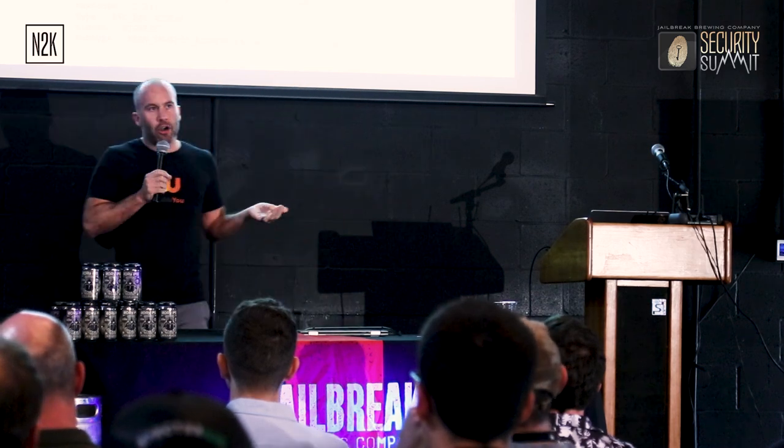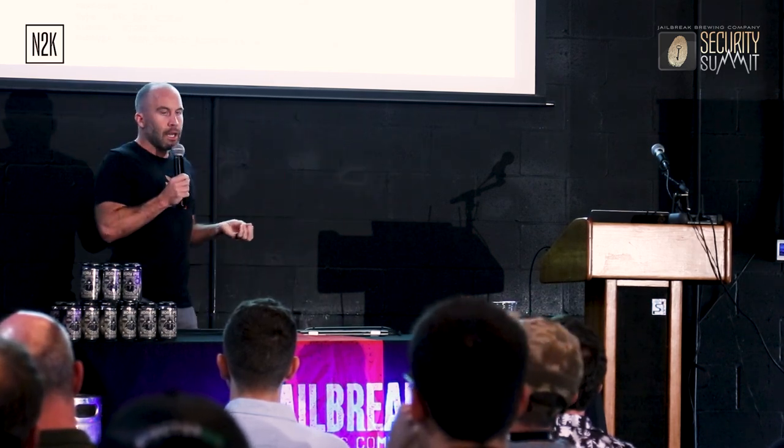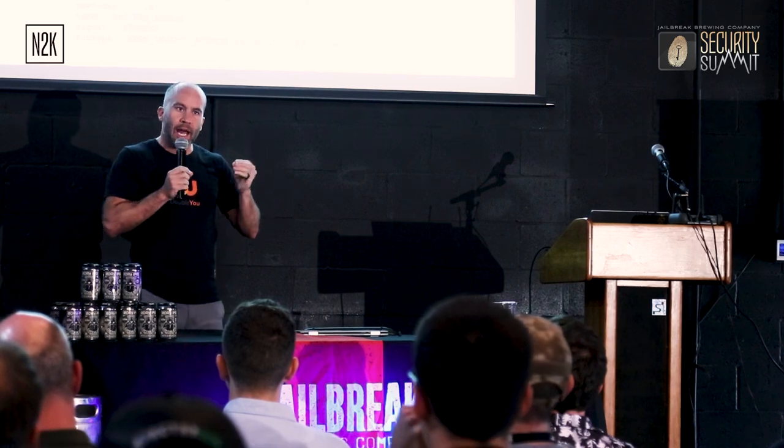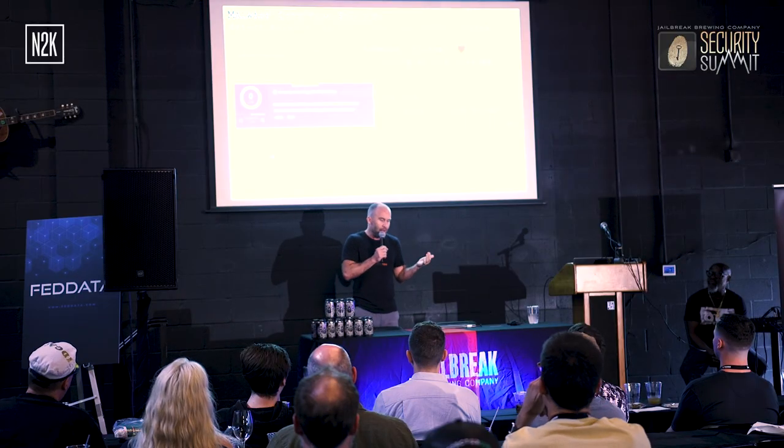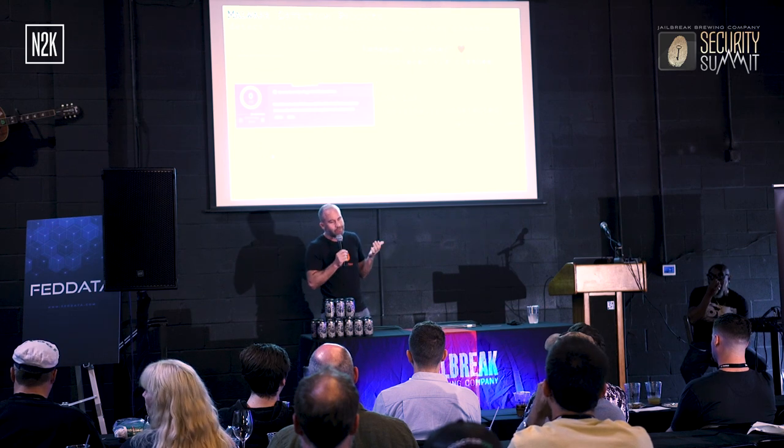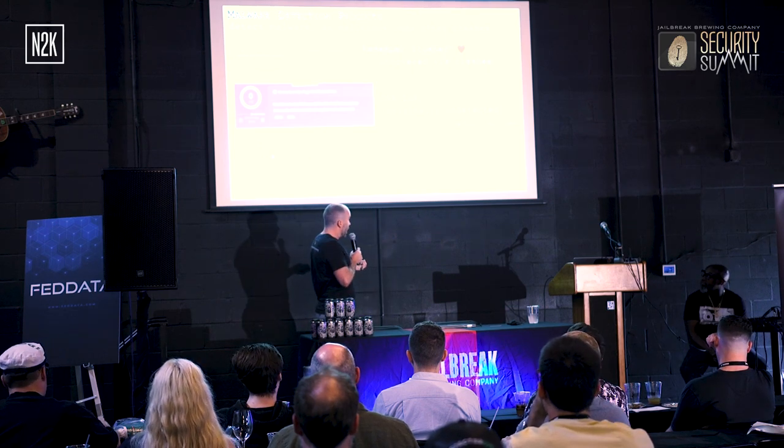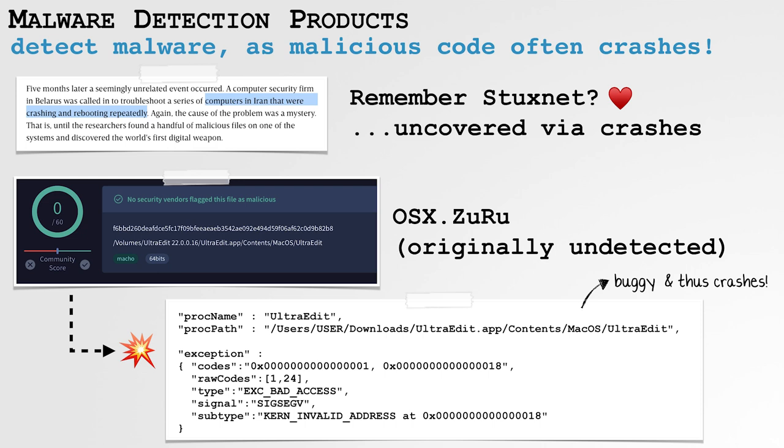I also think that we should be looking at crash reports to find malware. The idea is that malware, generally speaking, is not as well written as, say, vendor-supplied software. Malware authors are just generally not the best software engineers. There are some examples of this. First and foremost, Stuxnet, which is my favorite and the greatest malware that was ever created. Unfortunately, it was originally discovered via crashes. It triggered a bug either in the operating system or in the Stuxnet code itself that would cause systems to reboot. This ultimately gave security researchers enough information to figure out what was going on, and this is how Stuxnet was originally detected.